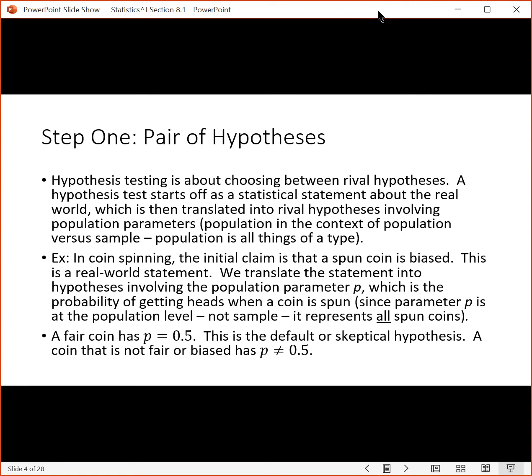We translate that statement into our rival hypotheses involving the population parameter P, which is the probability of getting heads when a coin is spun. Since parameter P is at the population level, not the sample level, it represents all spun coins, all of them, everywhere, assuming that you're spinning the same type of coin. A fair coin has P equals 0.5. This is the default or the skeptical hypothesis. A coin that is not fair or biased has P not equal to 0.5.